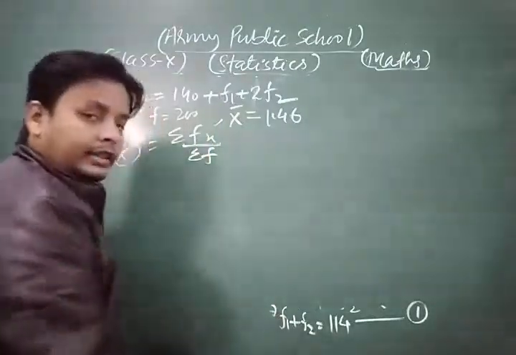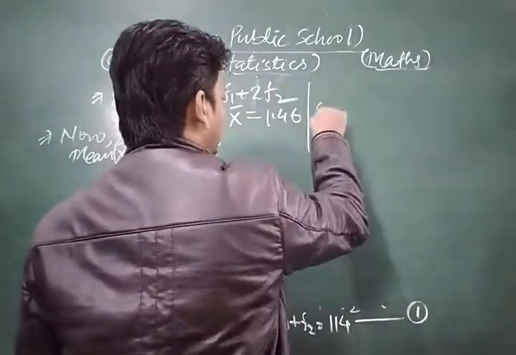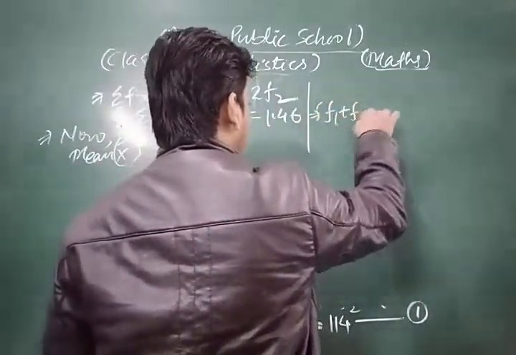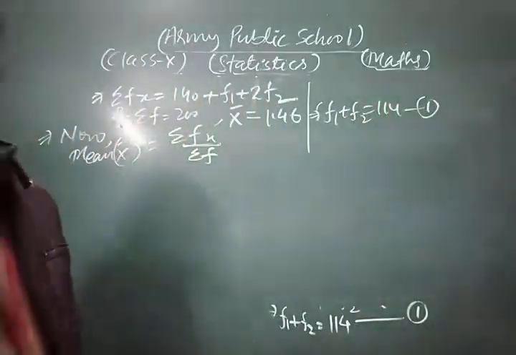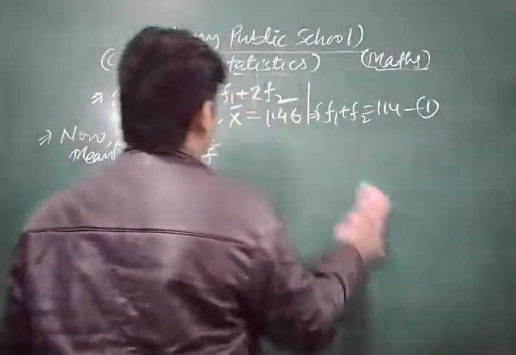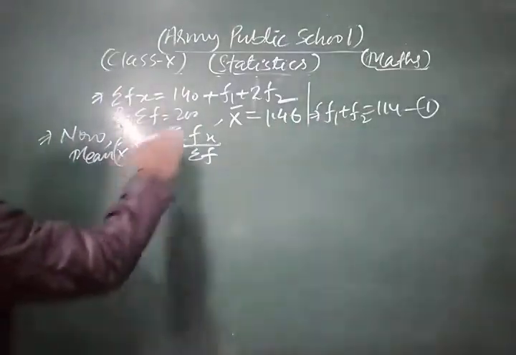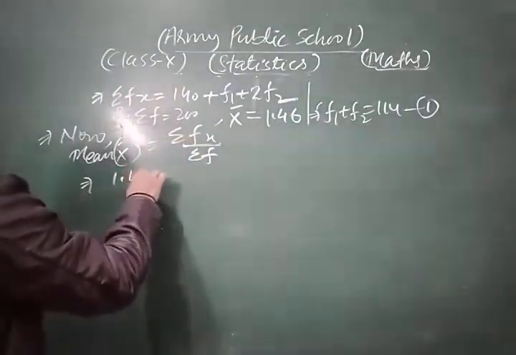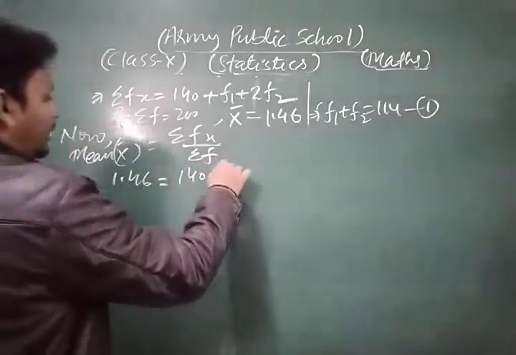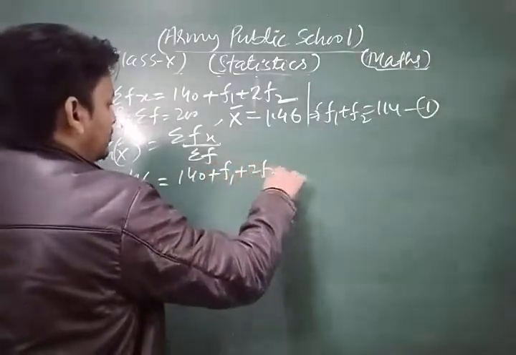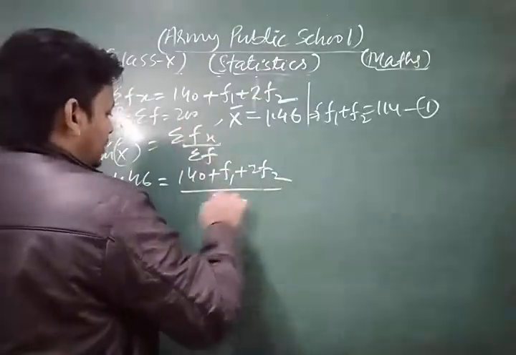Here we use a very important relationship: F1 plus F2 is equal to 114. This is equation 1, yes. Now we apply the formula for mean. The mean 1.46 is equal to sigma fx, which is 140 plus f1 plus 2f2, divided by sigma f, which is 200.